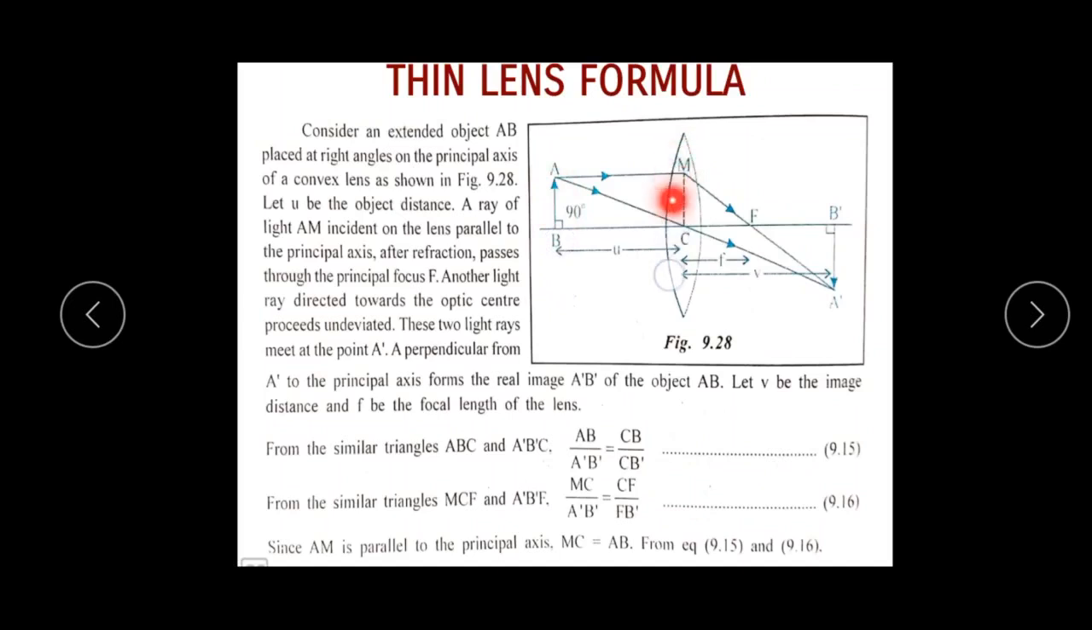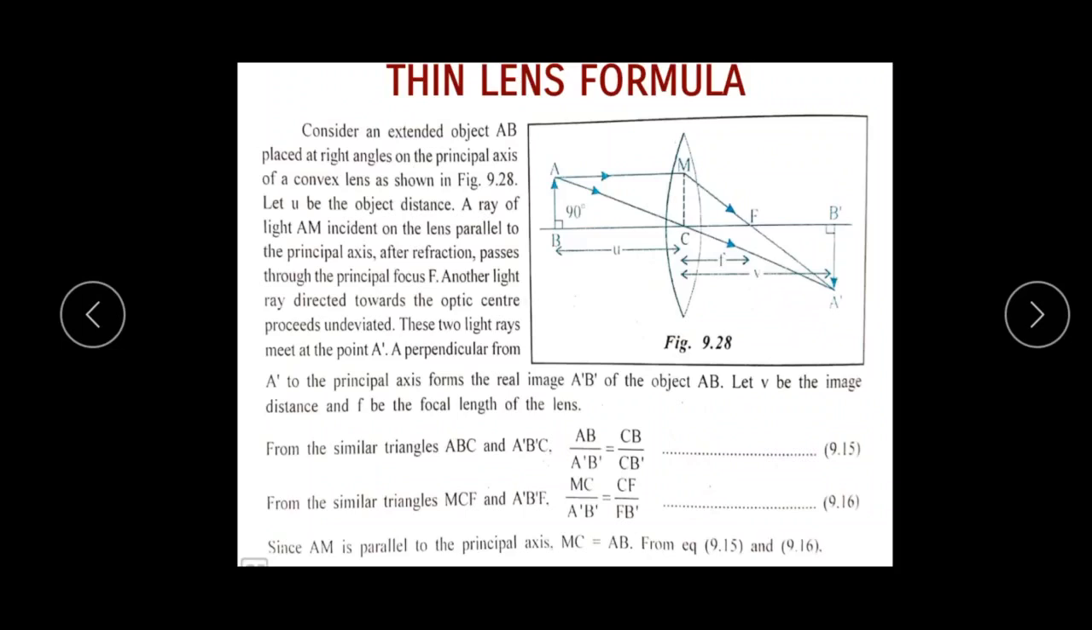Now, let us consider a convex lens. This is shown in the figure like this. Let u be the object distance. Object distance is nothing but the distance from the object to the optical center. And v be the image distance. Image distance is nothing but the distance from the image to the optical center, which is called the image distance.